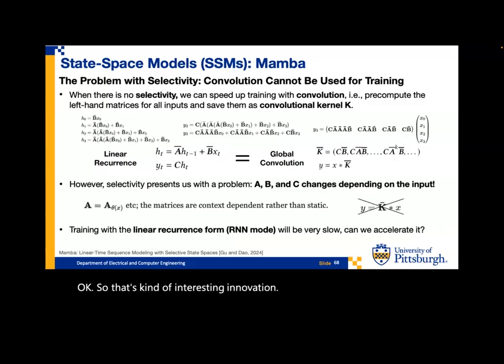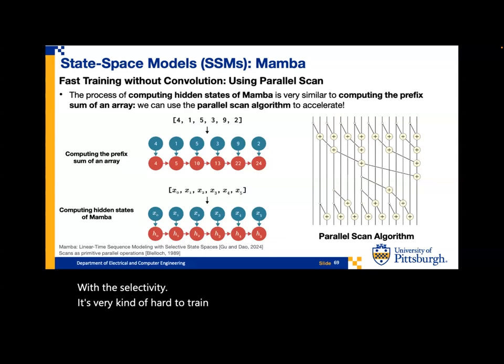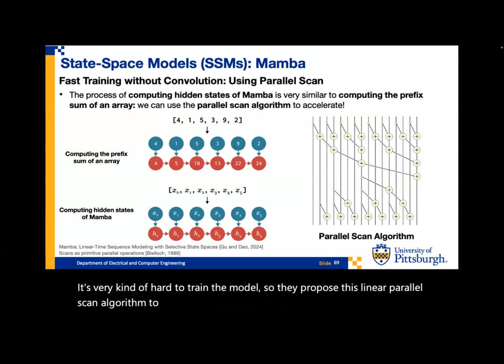So this one says how to accelerate. But with the selectivity, it's very hard to train the model. So they propose this linear parallel scan algorithm to train this model.